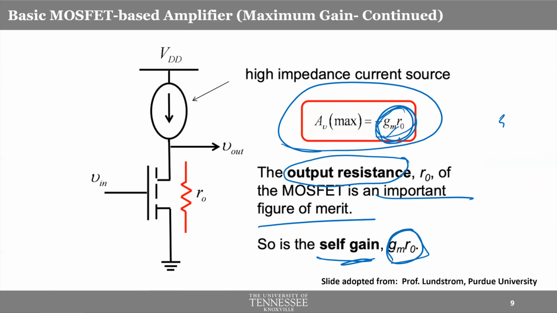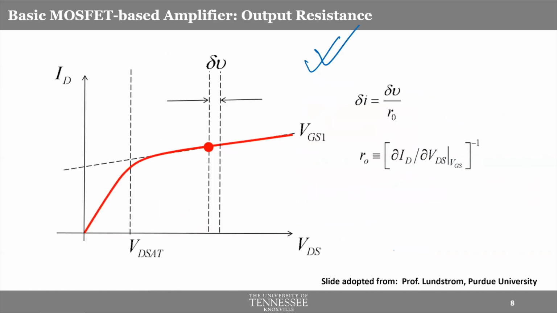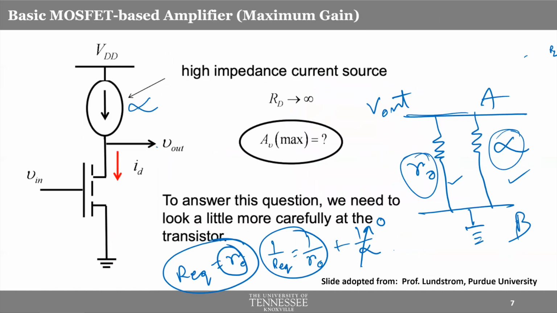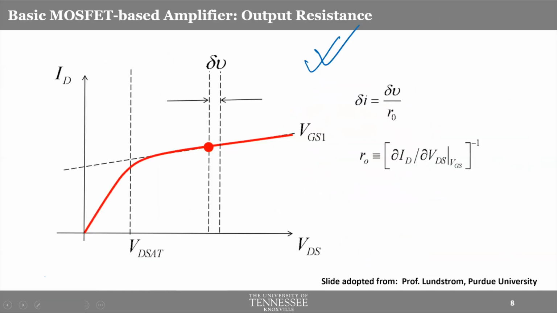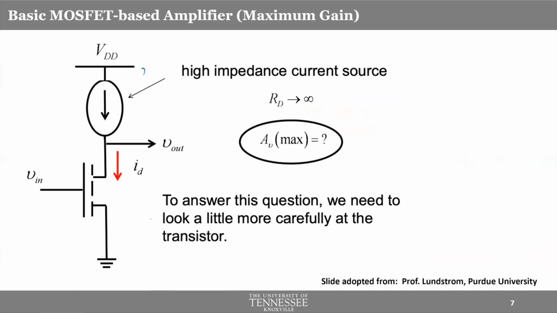Now we skipped one slide here, which talks about how to calculate R0, the output resistance. How do we calculate R0? Now that we know the implication of R0 and how important R0 is, let's try to calculate R0 from one of the transistor characteristics. And again, let's go back to the output characteristics of the transistor. Quick reminder again, ID versus VDS is called output characteristics. And by the way, why is that? Because VDS is in the output, ID is also in the output, VGS is in the input.